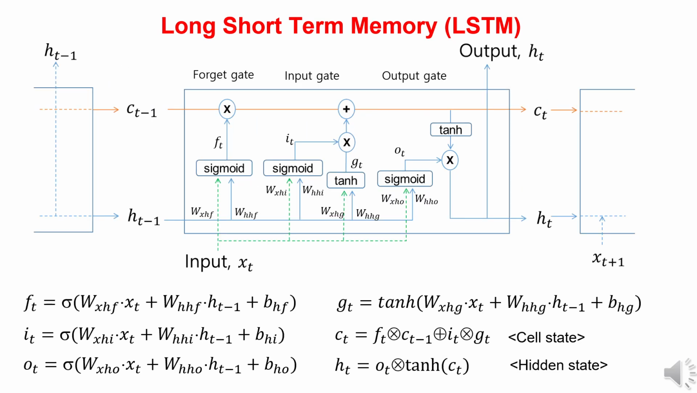To summarize, the hidden state, h_t, is calculated through the following process. First, based on the current input x_t and the previous hidden state h_{t-1}, the forget gate, input gate, output gate, and candidate cell state are computed. Using these values, the cell state at the current time step, c_t, is updated. Finally, the hidden state is obtained by multiplying the output gate with tanh(c_t), and this hidden state is then passed on to the next time step.